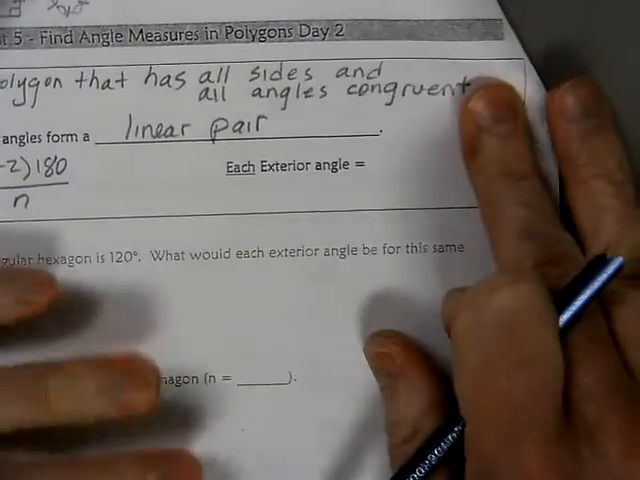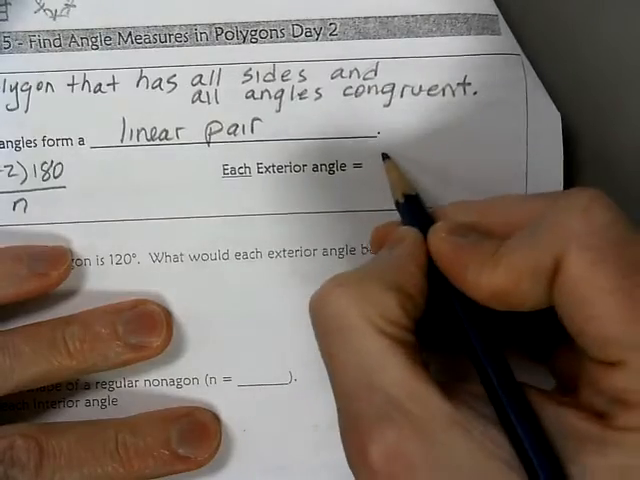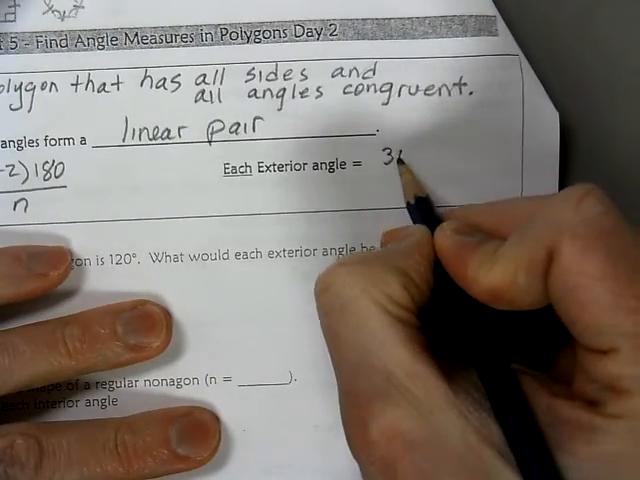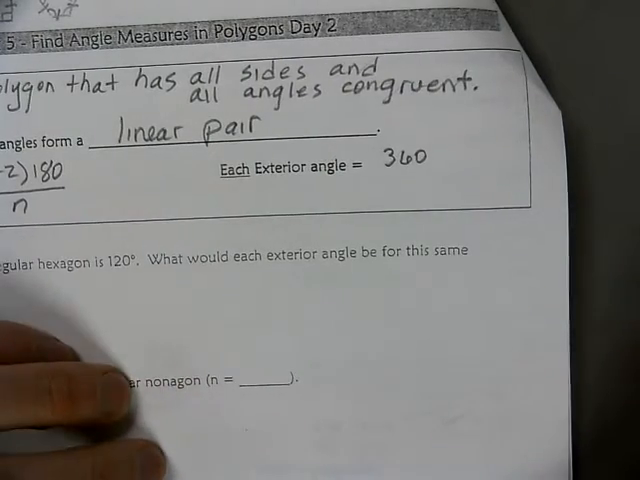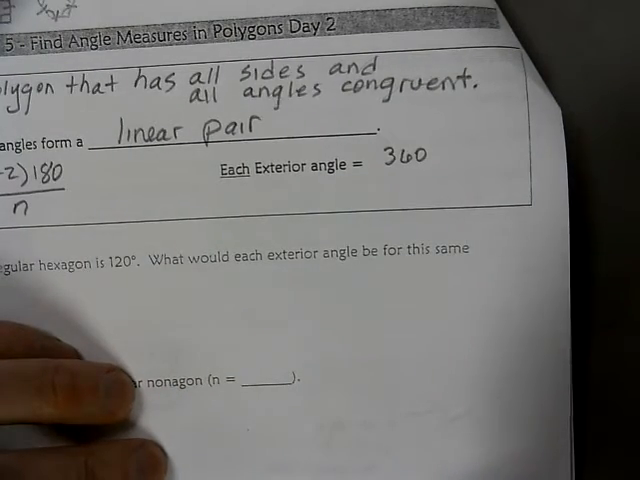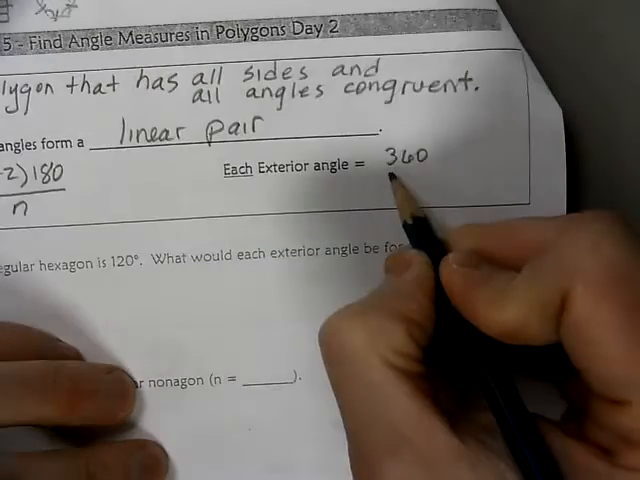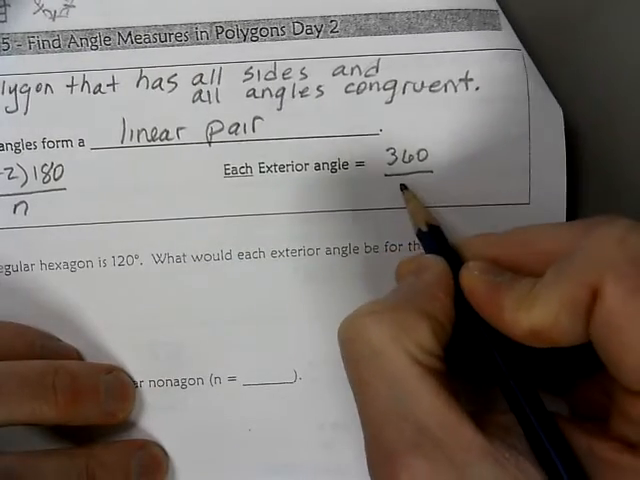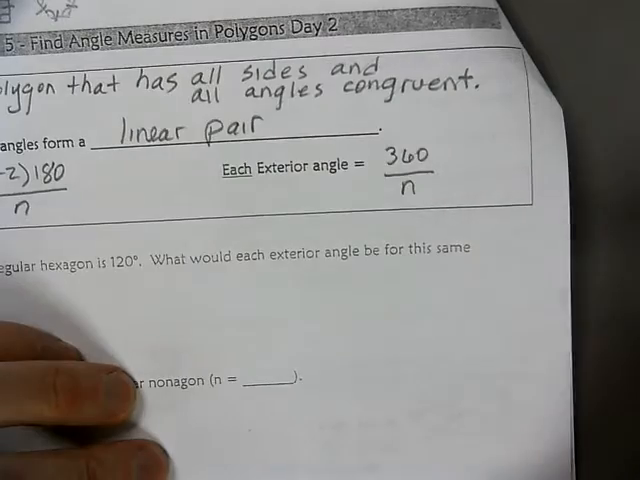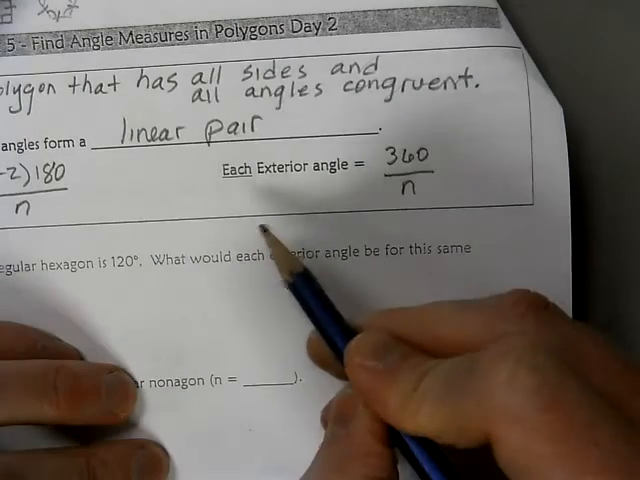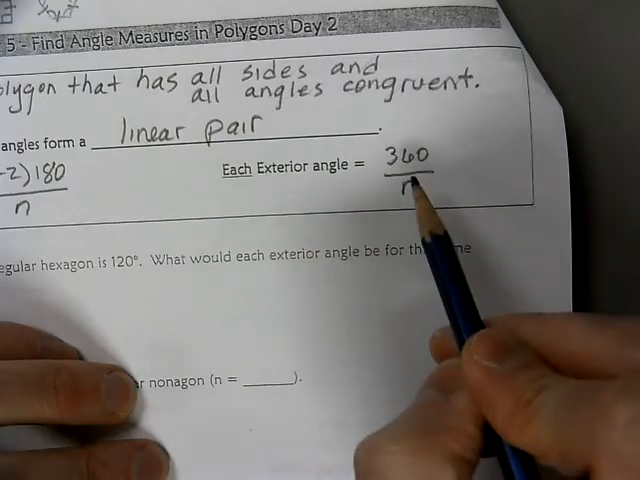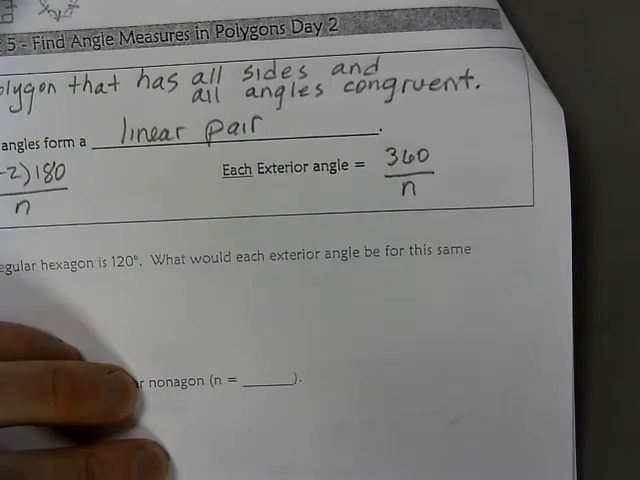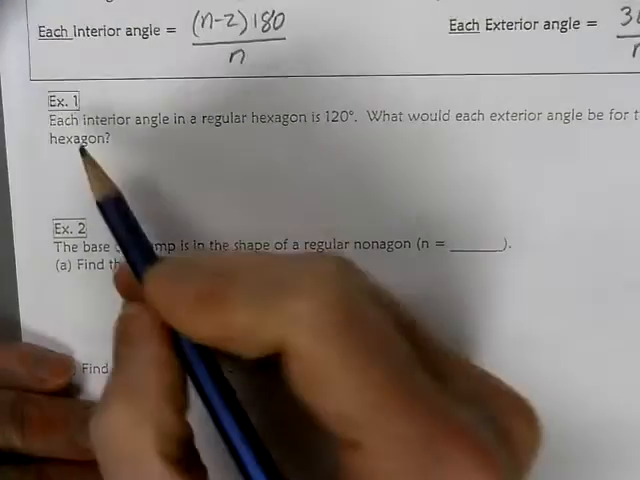For the exterior angles, we know that the total sum is 360. We don't need a formula. It is always the exact same thing. It's always 360. So if we divide that by the number of angles, that is each exterior angle of a regular polygon. So let's go try this.